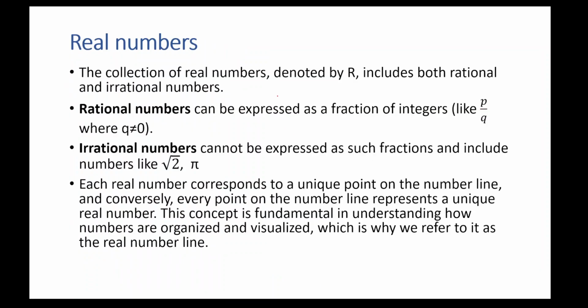Real numbers. The collection of real numbers is denoted by R. It includes both rational and irrational numbers. Rational numbers can be expressed as a fraction p by q, and irrational numbers cannot be expressed as such fractions, and include numbers such as √2 and pi. Each real number corresponds to a unique value on the number line, and conversely, every point on this line represents a unique real number. This is a fundamental concept. It can be any value that can represent approximately that value.